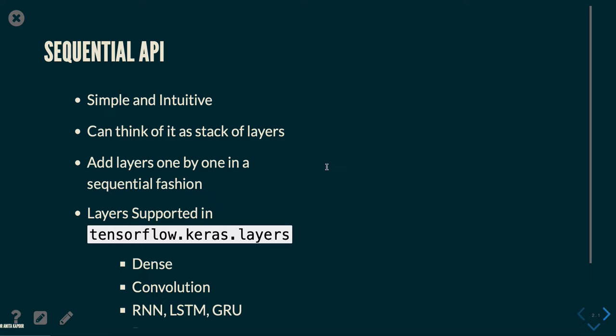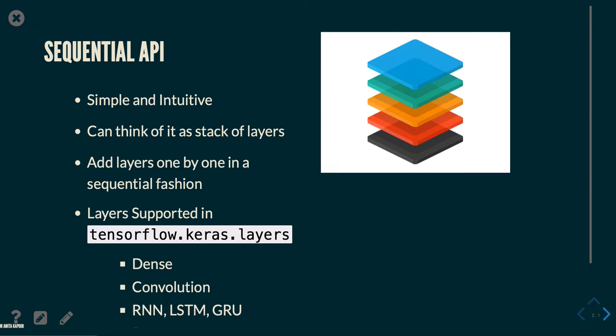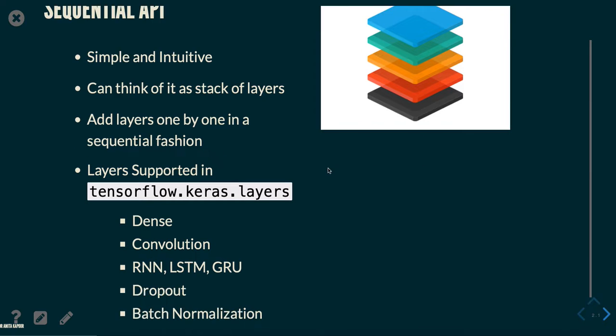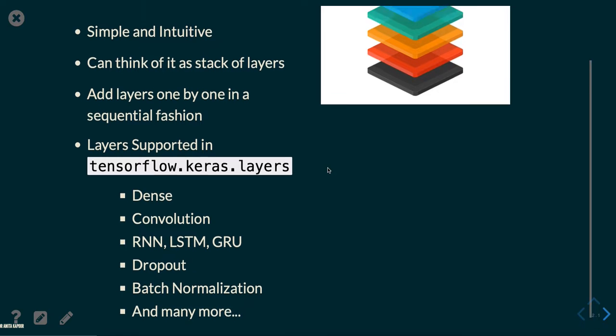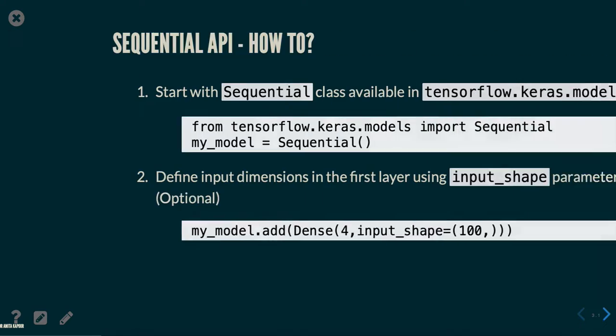The Sequential API is the simplest and most intuitive. You can think of it as a stack of layers. Here we add layers one by one in a sequential fashion. All the layers which are supported in the TensorFlow Keras layers can be used as the layers in the model. So for example, we can have the dense layer, the convolutional layer, the recurrent layers, dropout, batch normalization, and so on. All the layers defined within the tensorflow.keras.layers module can be used as the layers in the Sequential API.